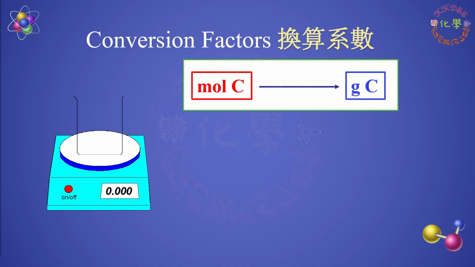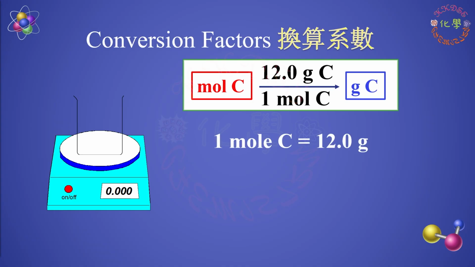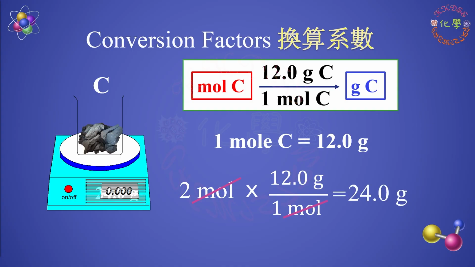Example 1. If you convert carbon from the unit of mole to the weight of carbon, you have to use 1 mole of carbon as the denominator, and the weight of carbon is the numerator, and 1 mole of carbon is equal to 12 grams. Calculate the weight of 2 moles of carbon, substitute it into the equation, and finally cancel the unit of mole. The mass of 2 moles of carbon is calculated to be 24 grams.